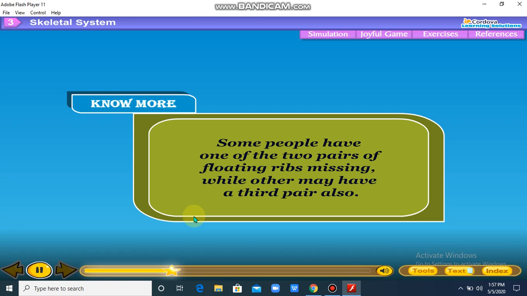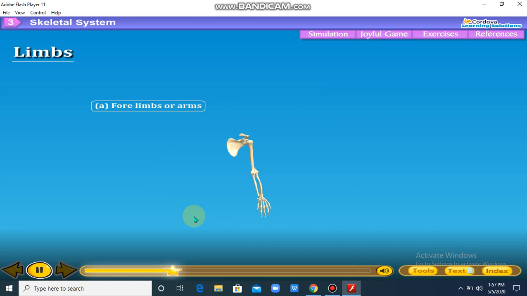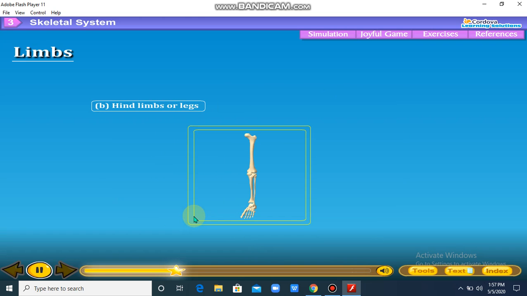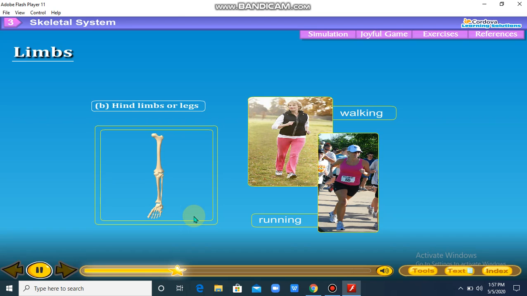Limbs. Our skeleton has 2 pairs of limbs, forelimbs, upper limbs or arms, and hind limbs, lower limbs or legs. There are 30 bones in each arm and leg. Nearly half of all our bones are in our hands, wrists, feet and ankles.